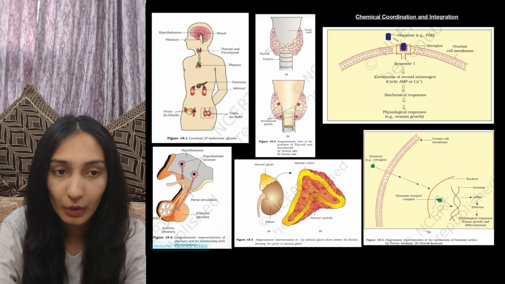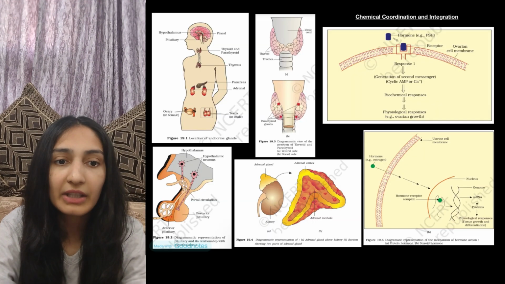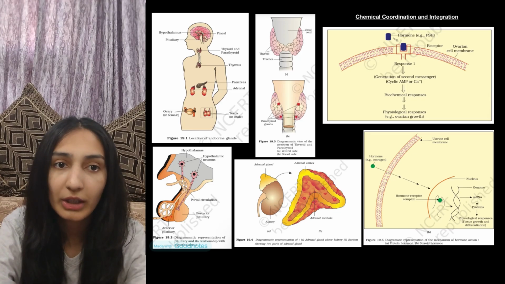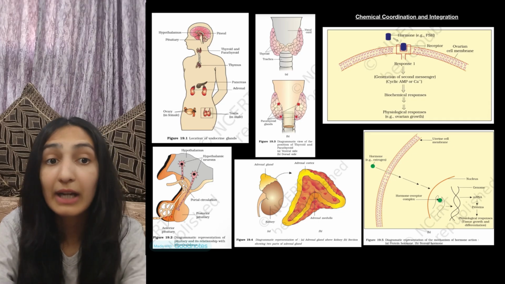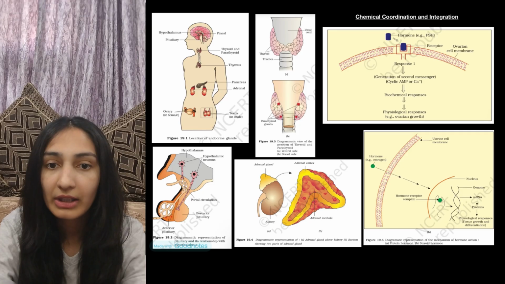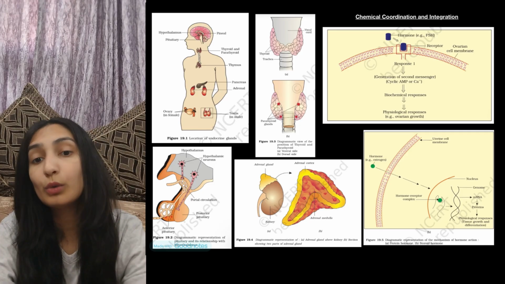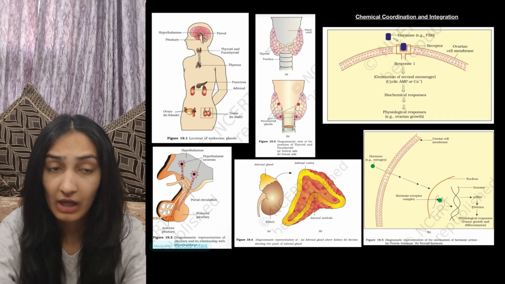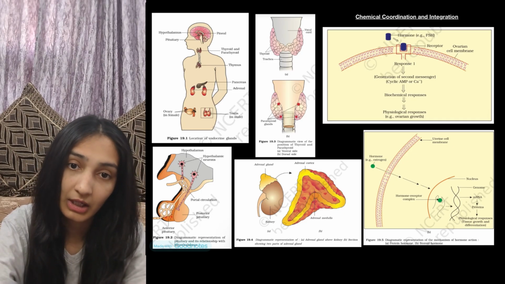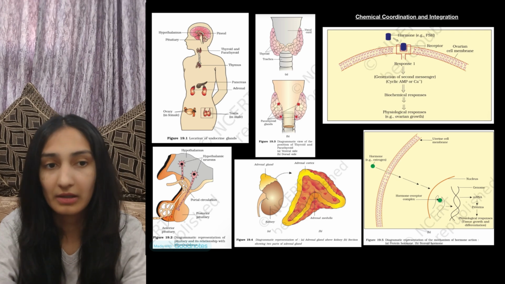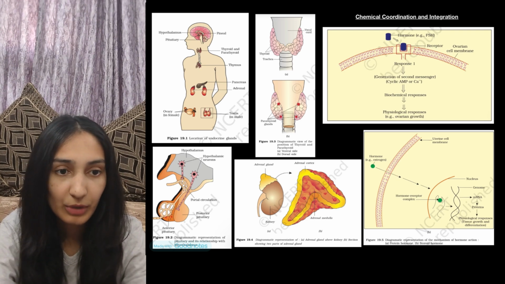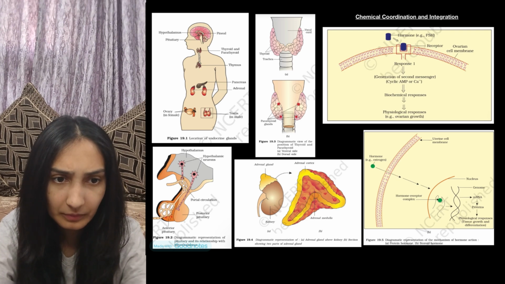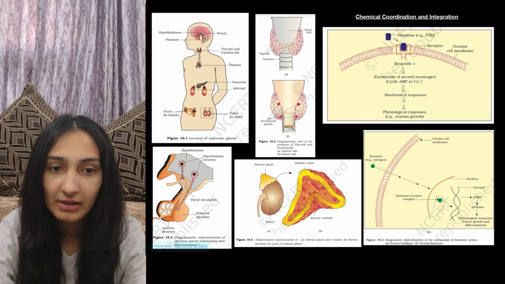Now the next chapter is chemical coordination and integration. Figure 19.1 depicts the location of endocrine glands. Okay, and what are those? Starting off first, we have hypothalamus, then we have the pineal, and then we have pituitary. Then we have thyroid and parathyroid glands. You also need to know the numbers of it. They are going to try and confuse you as to how many parathyroid glands are present, and you should also know the number of pairs. Then comes thymus, then comes your pancreas, adrenal glands. In males, we have testes, and in females, we have ovaries.